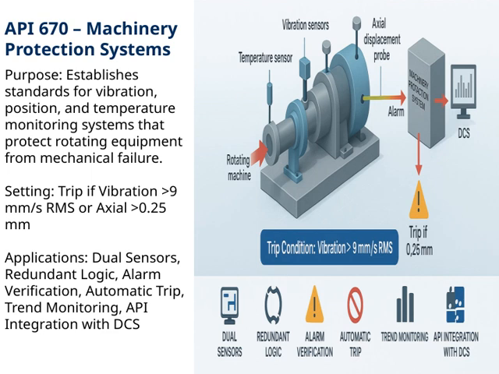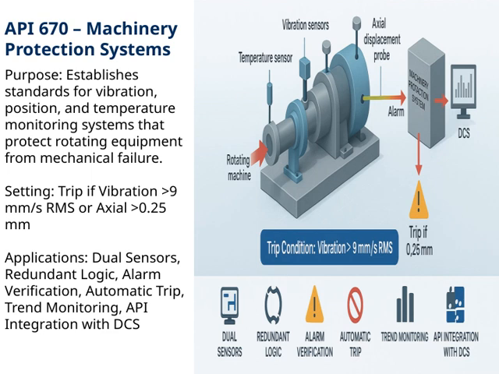In terms of applications, API 670 encourages the use of dual sensors for redundancy, which increases reliability. It also supports redundant logic configurations, alarm verification processes, and automatic trip functions to ensure safety is maintained at all times. Trend monitoring is another key aspect, allowing us to track changes over time and predict failures before they happen.